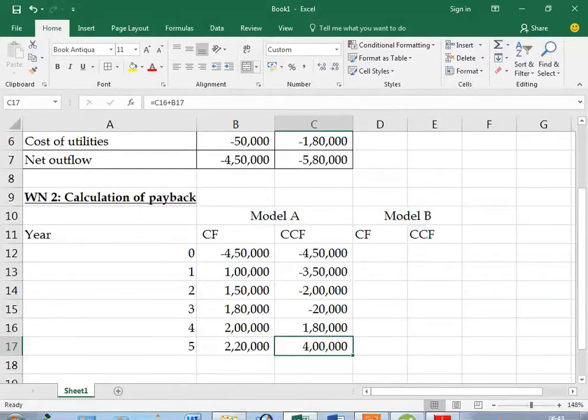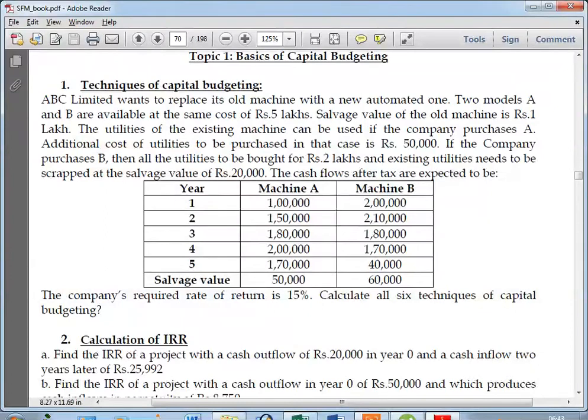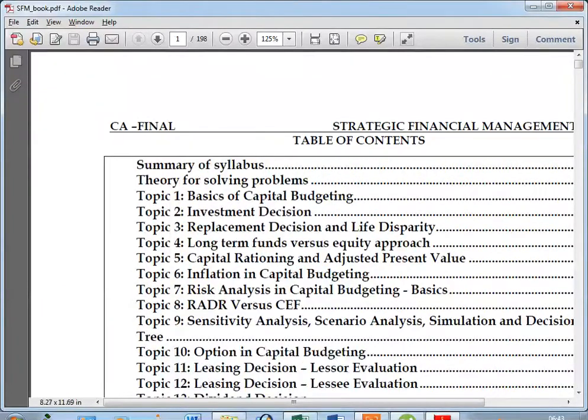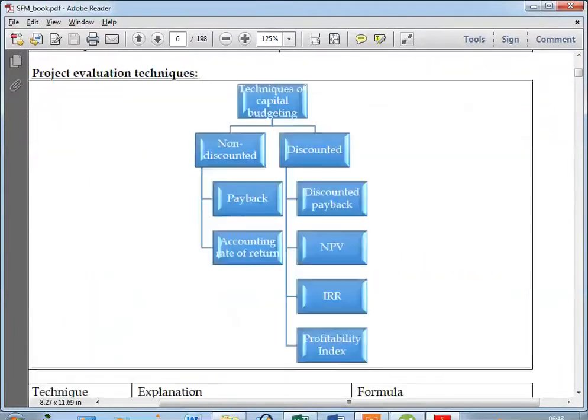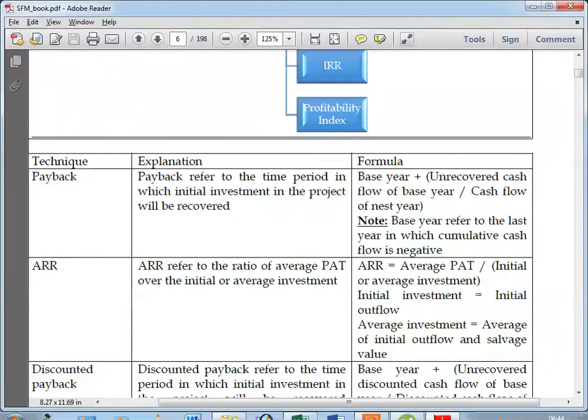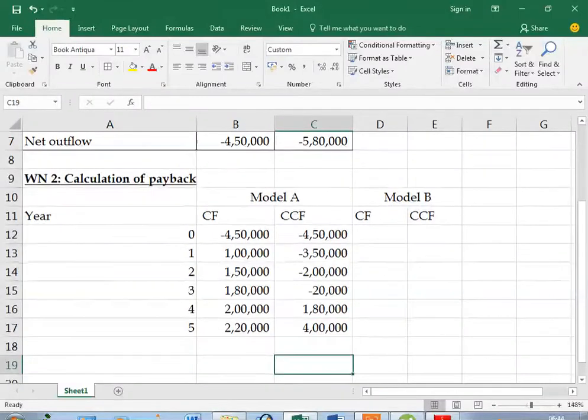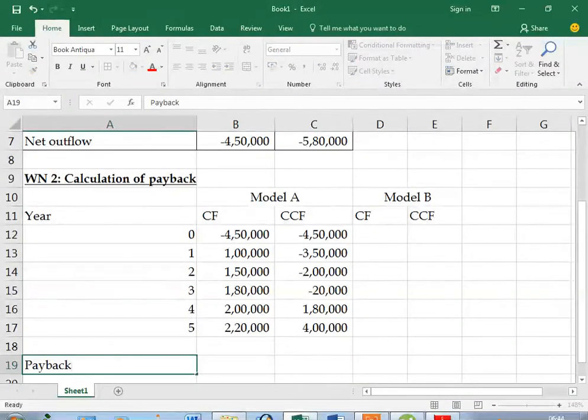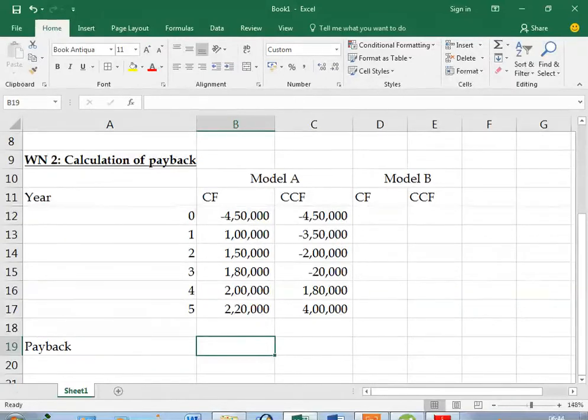Ideally, I would want a 0, but 0 is not there. So now there is a formula for payback, which is base year plus unrecovered cash flow of base year divided by cash flow of next year. Now I'll explain the application of the formula. Base year refers to the last year in which cumulative cash flow is negative. Is cumulative cash flow negative for year 0, year 1, year 2, year 3, year 4? So year 3 is my base year.